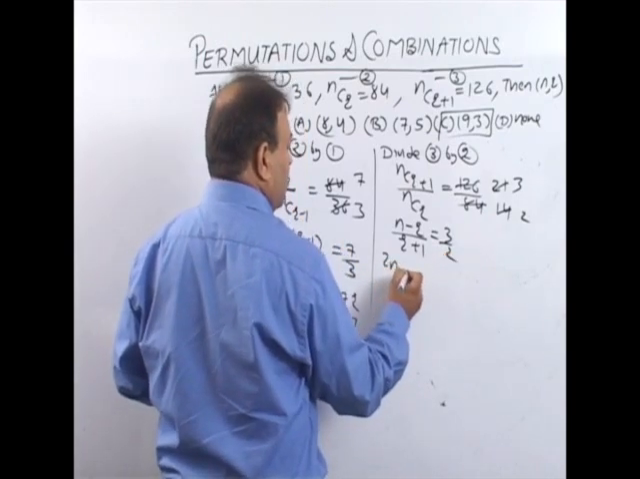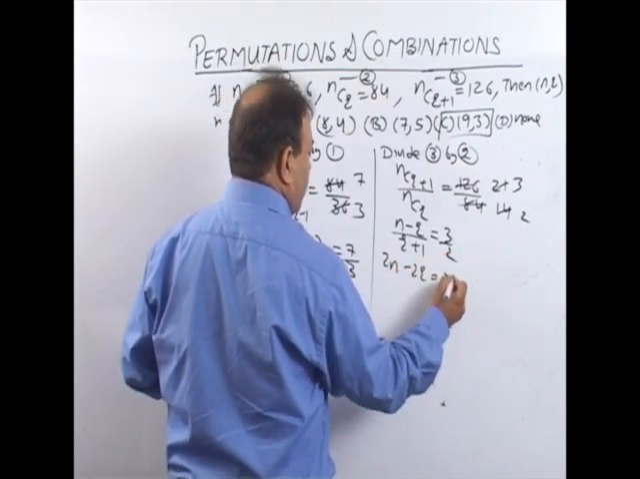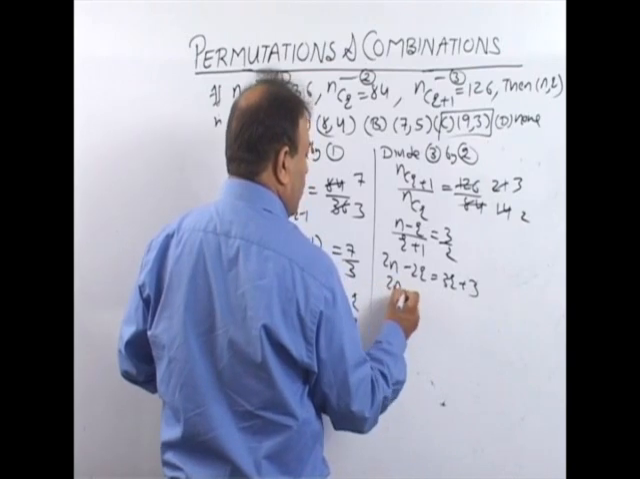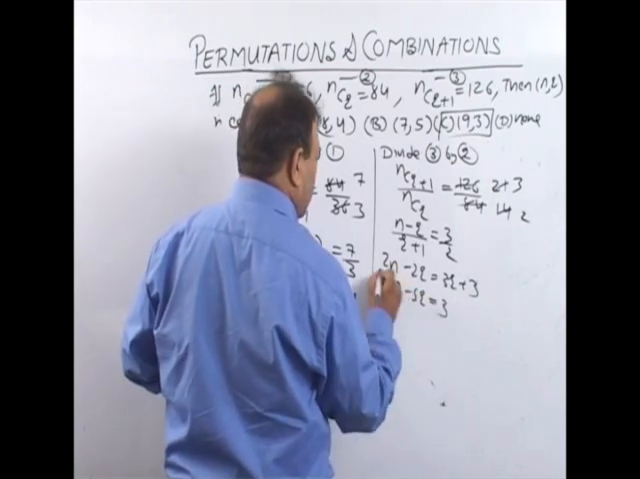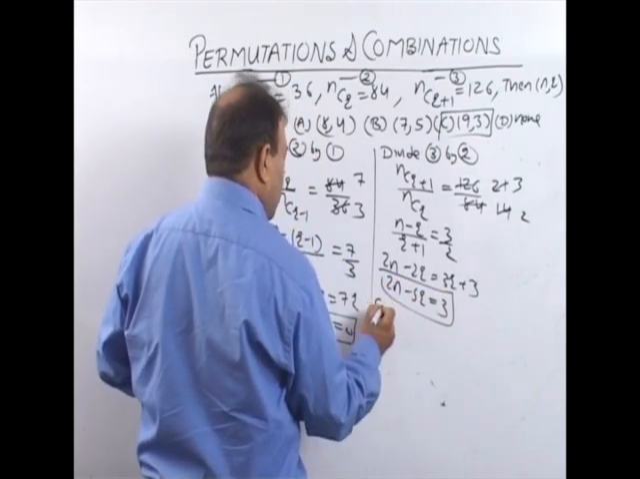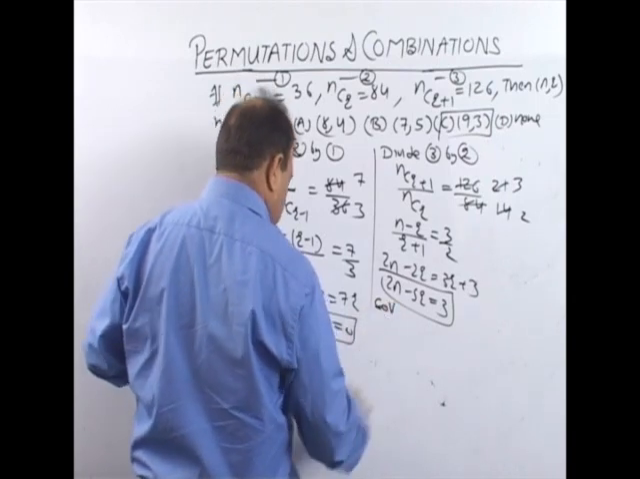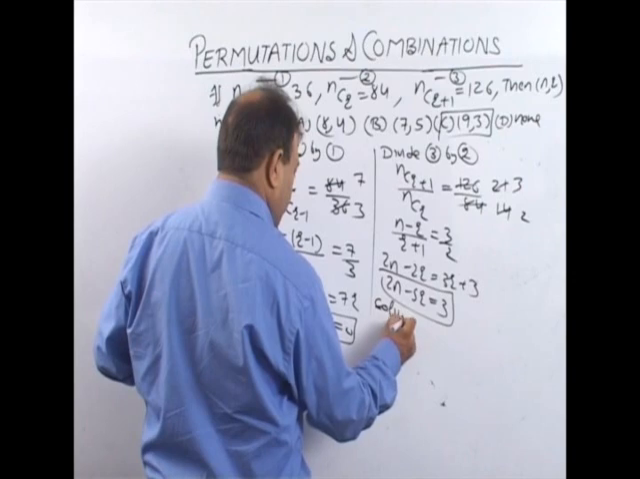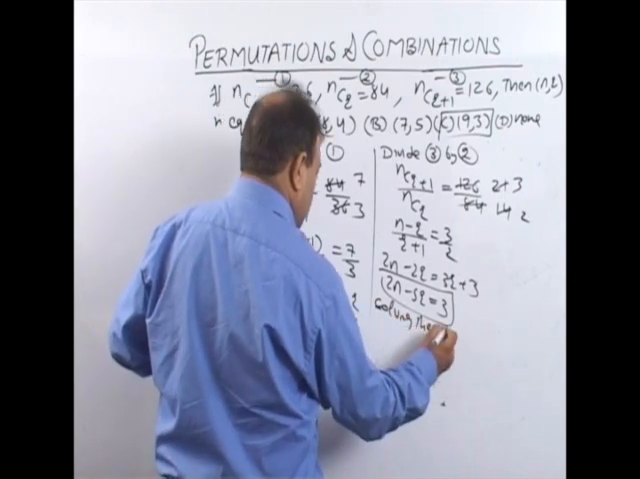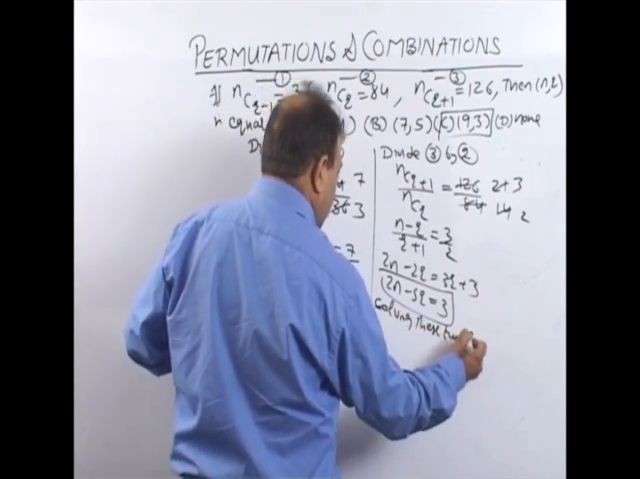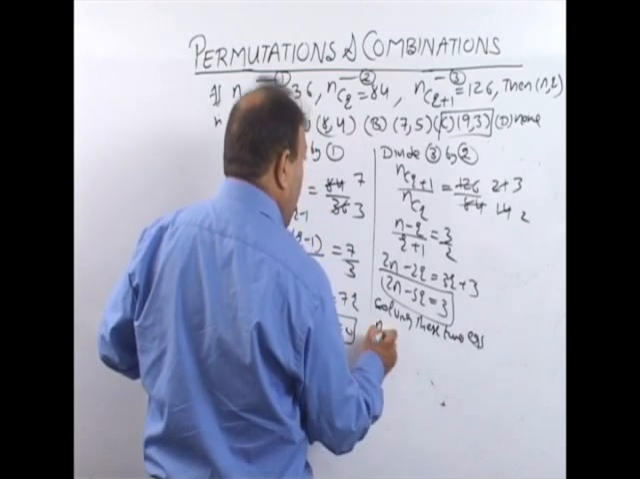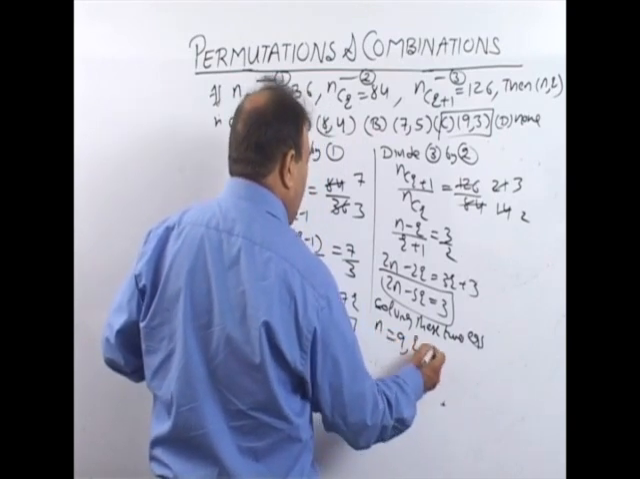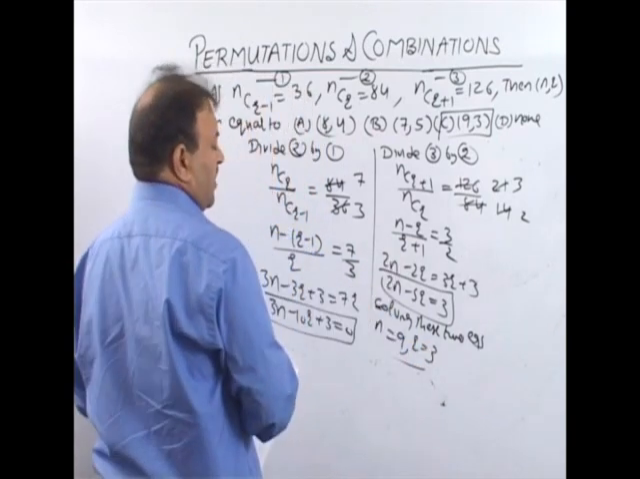Now 2n minus 2r is equal to 3r plus 3. So 2n minus 5r is equal to 3. Solving these two equations, n is equal to 9 and r is equal to 3. That is the answer for part C.